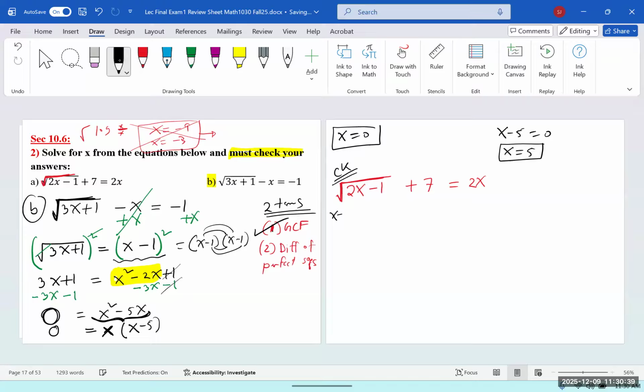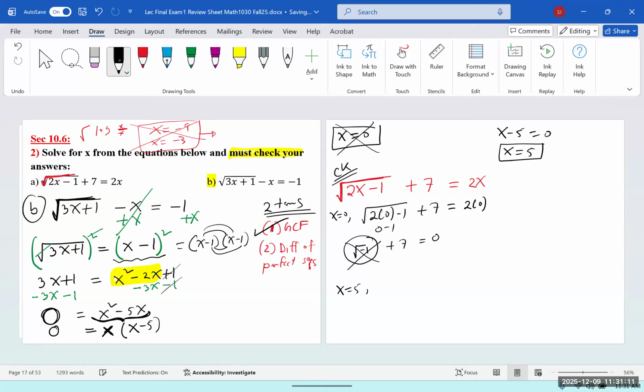So first, x is 0. We get 2 times 0 minus 1 under the radical plus 7 equals 2 times 0. So we get 0 minus 1, so we get negative 1 under the radical, plus 7 equals 0. And this square root of negative 1 is automatically undefined. It doesn't exist. So you cannot accept x equals 0 as your solution because it's not real.